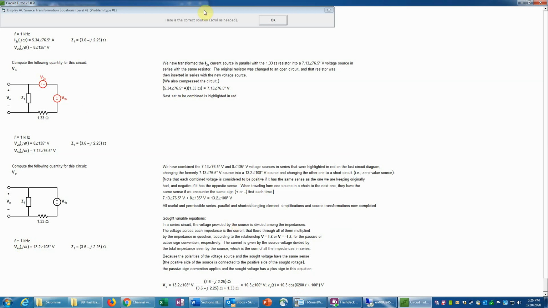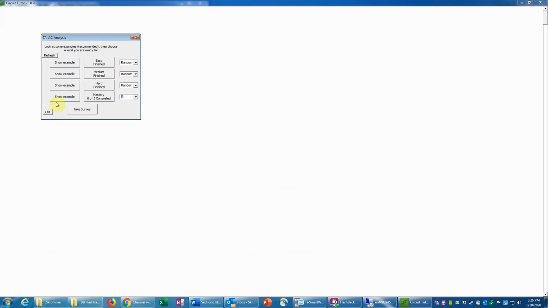Okay, so that's the example problem. Now let's actually work a problem to illustrate all the steps.